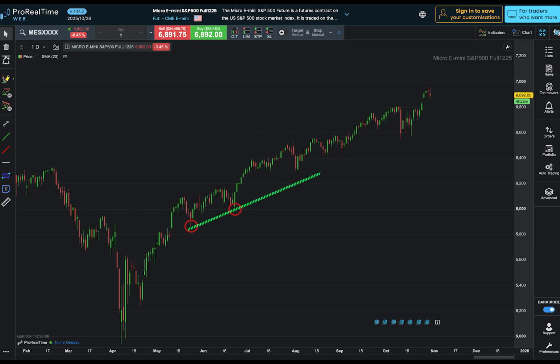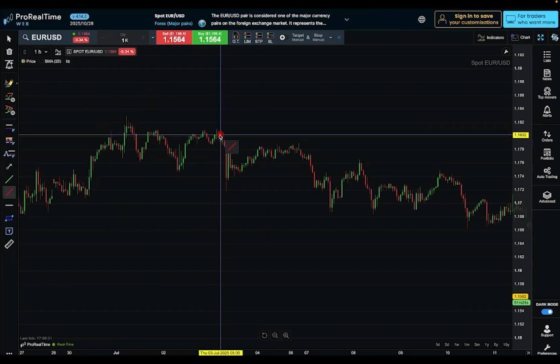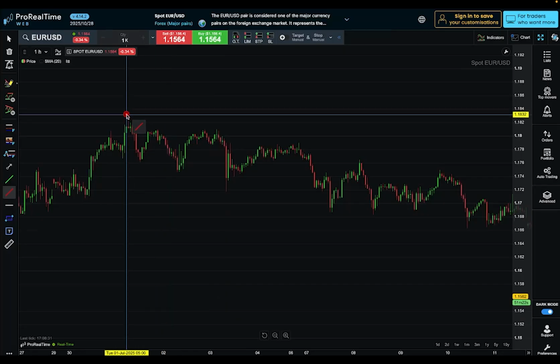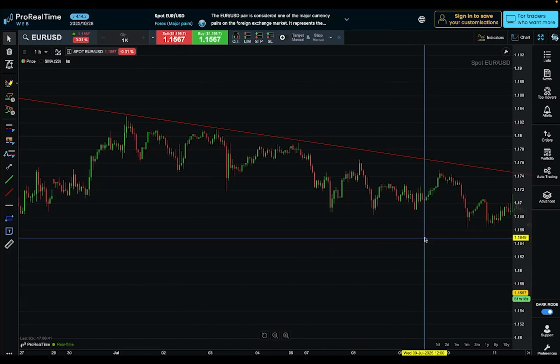Tentative because you don't know yet if it's valid. To confirm it, you need a third touch. When price comes back down and bounces off that line a third time. That's your confirmation. And now, that's a valid trend line. For a downtrend, same principle, just flipped. First high, rally fails. Second high forms, ideally lower than the first. Draw your line. Wait for the third touch.